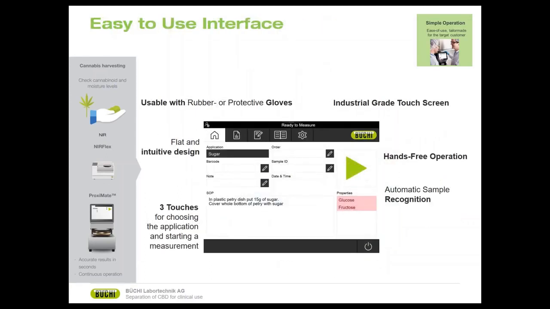So the Proximate has an industrial grade touch screen which can operate easily with rubber protective gloves. It takes only 3 touches from selecting a method to the starting of the measurement. If you have different strains, you can create more than one calibration, and the device itself has auto sample recognition. So once you put the specific type of strain, the device will automatically recognize which strain it is, and you can name it as you would like to.